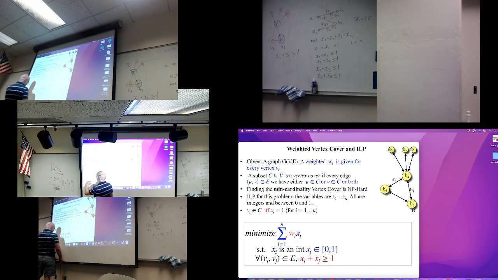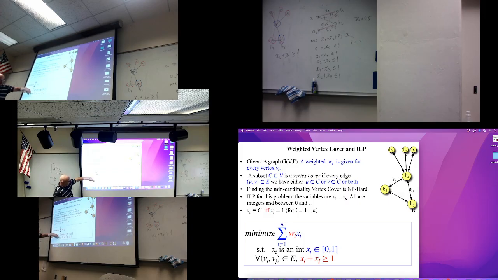The constraints, for every vi and vj, every edge in the graph, only pairs that are edges: xi plus xj should be larger or equal than 1. Just as before, every edge should be covered. And instead of minimizing the cardinality, which is the sum of the xi's, now I minimize wi, the cost for using vertex i, times xi. So if I picked xi, I'm paying wi as part of my cost. If xi is 0, I don't need to pay for it.